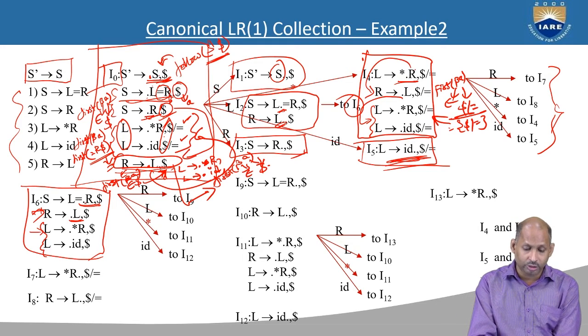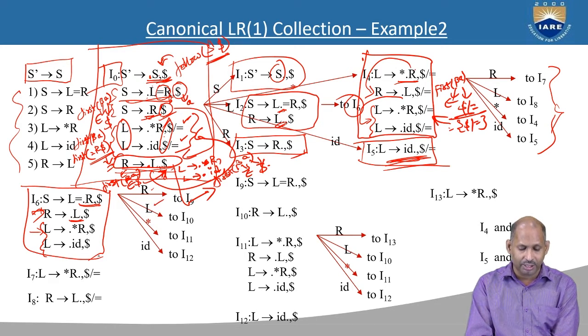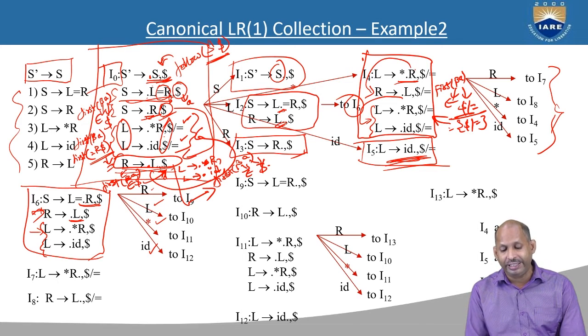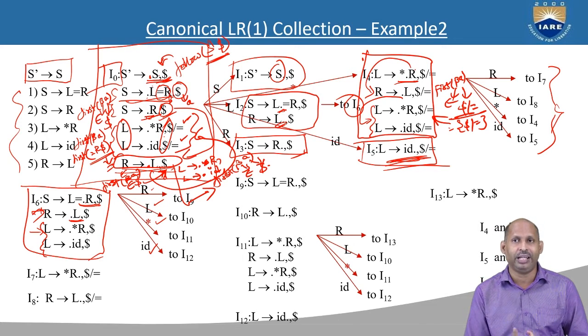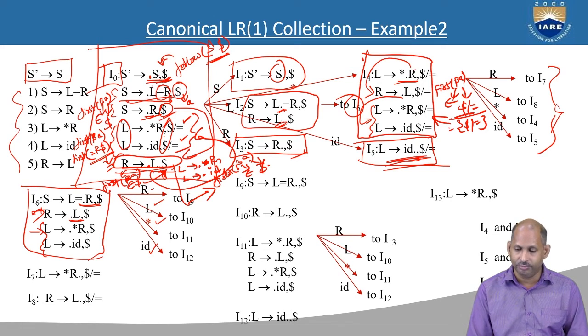I6 has dot followed by R, so there is a go-to on R. Dot followed by L, it is on L. Dot followed by multiplication, it must be on multiplication. Dot followed by ID, it must be on ID. It goes to I9, I10, I11, I12. Now we'll see one by one.